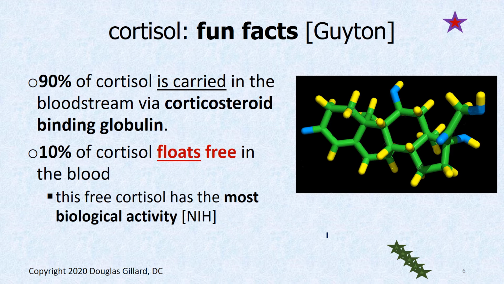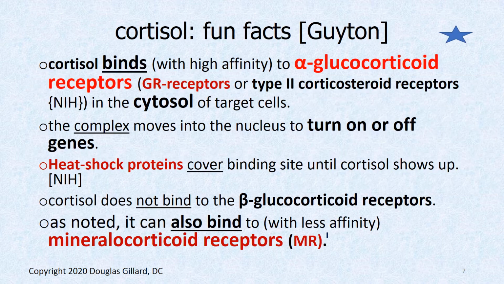90% of cortisol is carried bound to globulin, but 10% of it floats freely, and that is the most active, the most potent cortisol, the one that doesn't get carried around the bloodstream. Of course, cortisol binds with, we know, MR receptors, but what are its receptors, which have high affinity for it? They're called alpha glucocorticoid receptors, or you can just call them GR receptors, or they're called type 2 corticosteroid receptors by some authors, and they are not on the cell membrane.